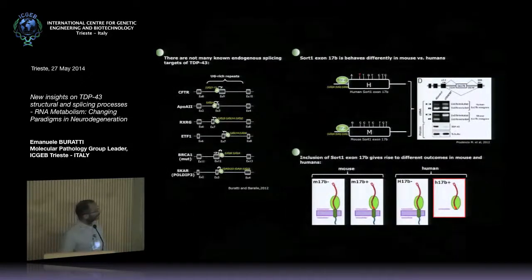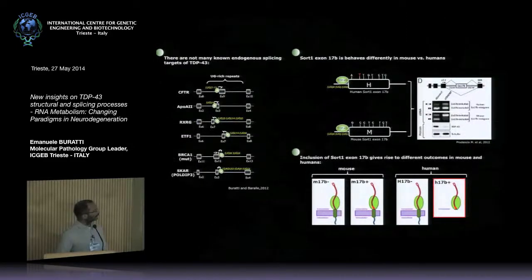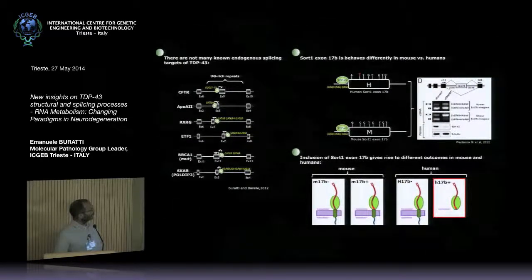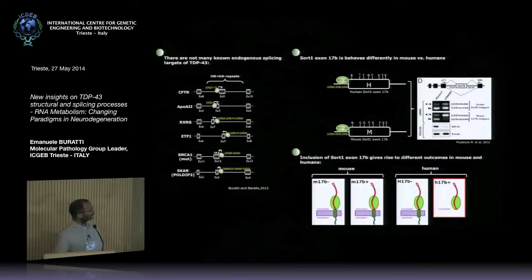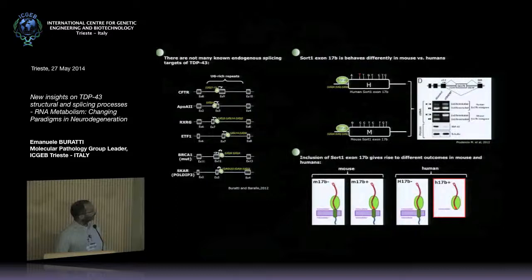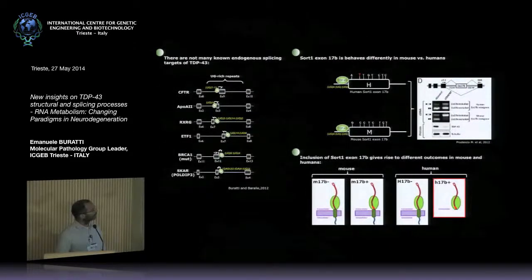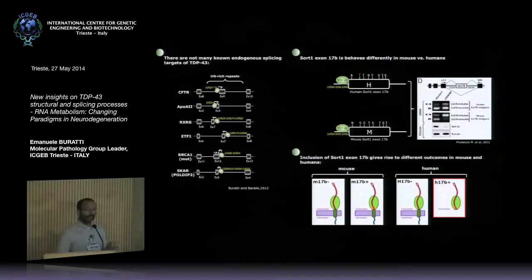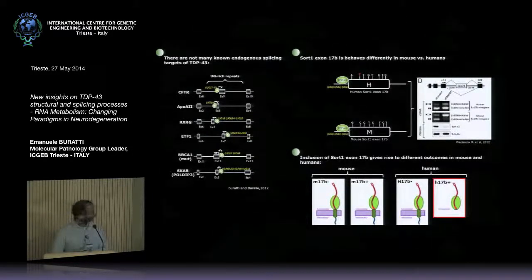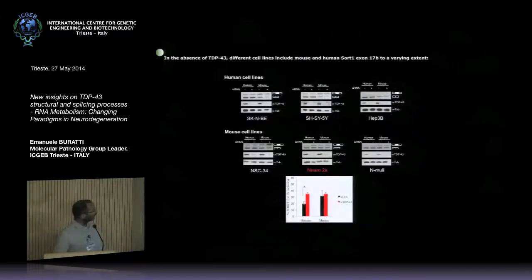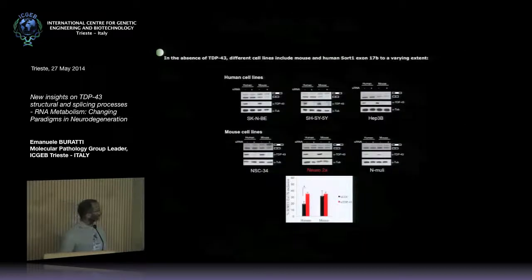So what we think is going on is that besides just the presence of TDP-43, there are obviously other mechanisms, most likely mediated by other HNRNPs, that could actually cause the human exon to be much more heavily repressed in the human context as opposed to the mouse. And this is something that also comes from some preliminary experiments that we have done in the lab.